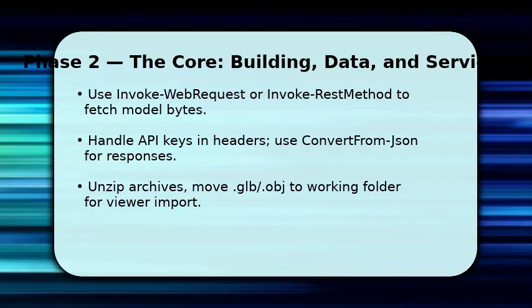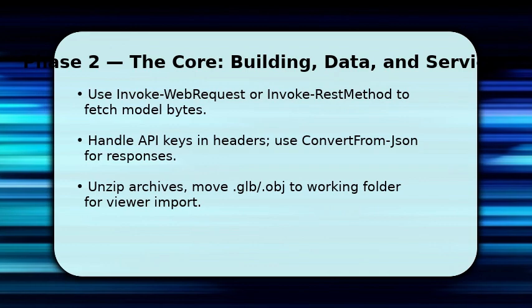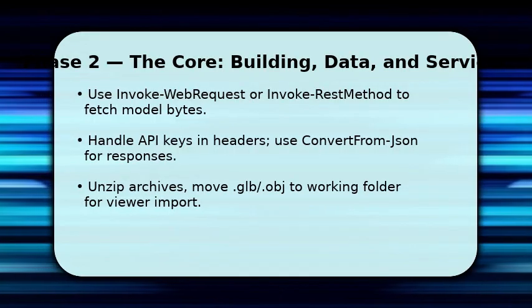If it's a zip, use Expand-Archive -Path $zip -DestinationPath $folder. After extraction, inspect the manifest or JSON to find the main GLB or OBJ file, then rename or move it to your mounted working folder for easy access in a 3D viewer.